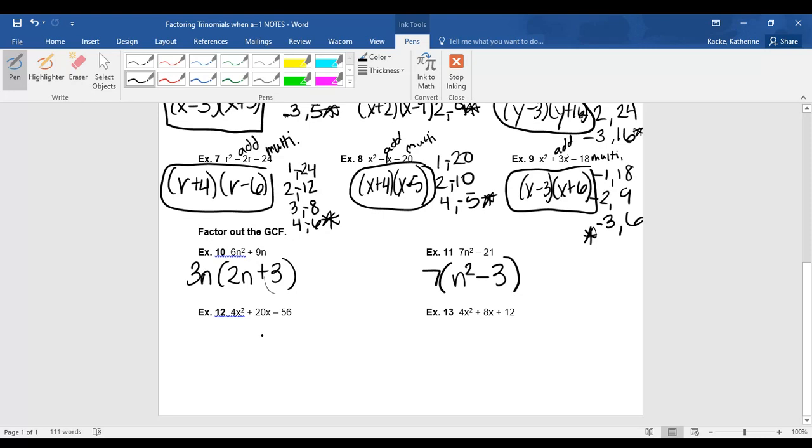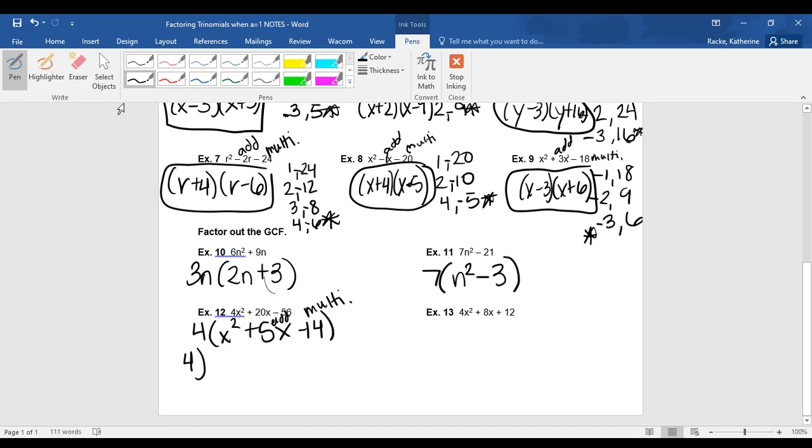All right, so now we have a trinomial, which means we're still going to check for the greatest common factor first. So there's a 4 here. 4 also goes into 20, and 4 also goes into 56. So let's take a 4 out. We get x squared plus 5x minus 14. So now we're back to a trinomial, so we'll have to do what we were doing earlier: two numbers that multiply to give us negative 14, but add to give us 5.